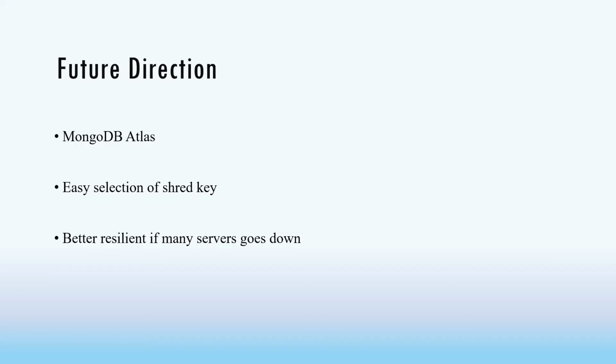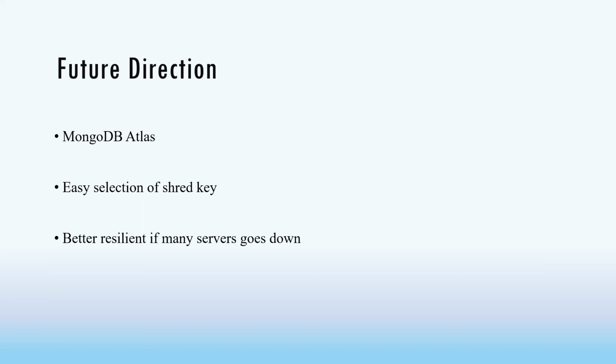Now let's move towards the future direction. MongoDB Atlas is one of the key points for the future of MongoDB. By using MongoDB Atlas, one can easily deploy their code globally. In this way, it helps to keep the data close to the user, thus making it faster to retrieve the data from the server. Secondly, the shard key, which manages the distribution of data across different servers, is also an important aspect.